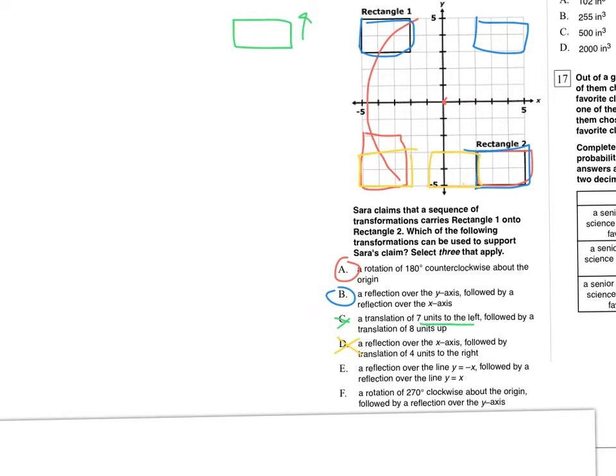All right, next up we got option E. So this one says translate it over the line y equals -x. So that would be this line right here, and so that would switch the orientation to be going like that. And then we would translate it over the line y equals x, which is this one, which would put it all the way across here and line it up right there. So that is it. I'm not even going to check F because I already found 3 that apply.